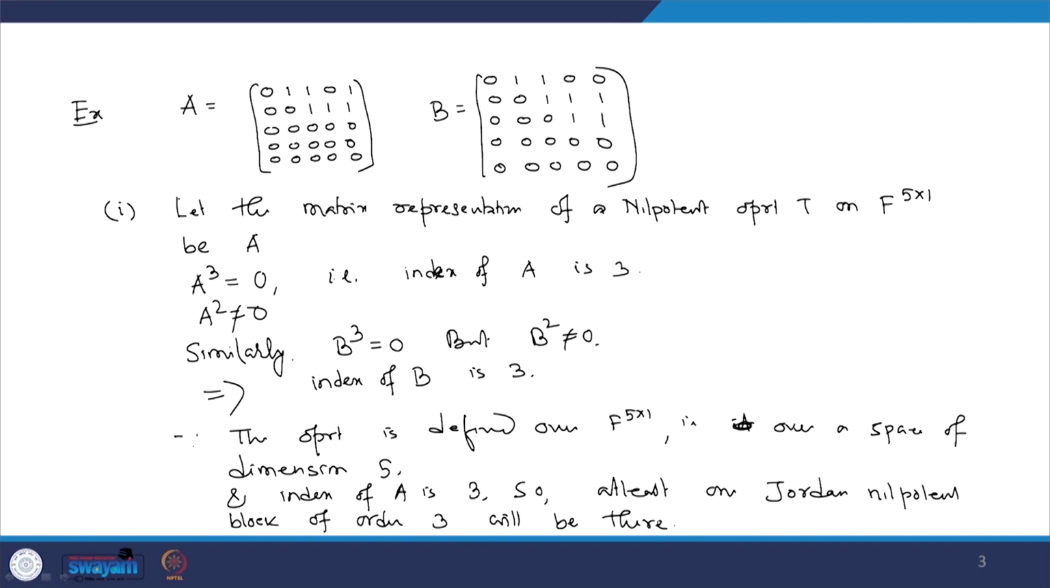Now, the next question is, how many Jordan nilpotent blocks will there be? That depends on the nullity of your operator T or matrix A, and the total number of blocks is equal to the nullity of A.